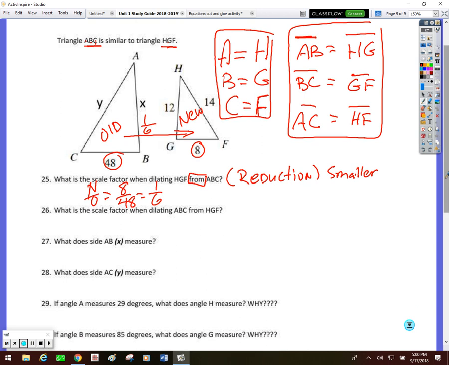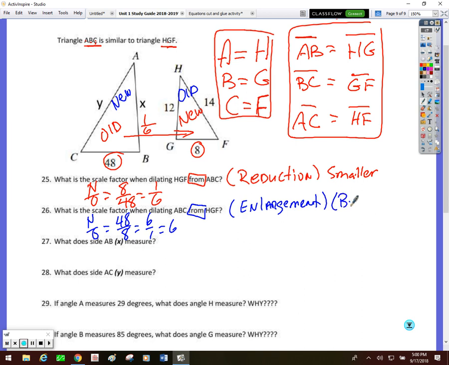All right? But then it wants me to change around and go the other way. What is the scale factor when dilating ABC from HGF? Well, if I turn it around, all I'm going to do is turn my fraction around. Turn my fraction around to 48 over 8, which is 6 over 1, or 6. So this should be an enlargement because it got bigger or larger. Now, some of you have figured out how to use this scale factor. It all depends on which way I'm asking you to go. But we're going to go ahead and do the proportions first.